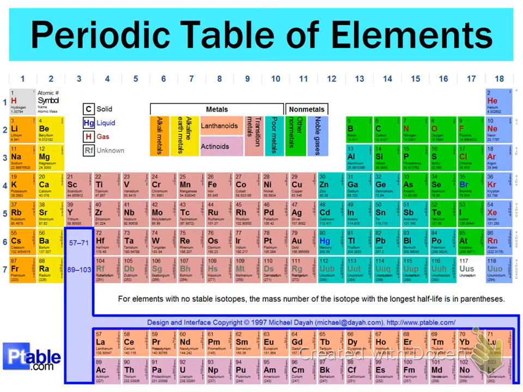Hi guys, this is Mrs. Lyons. Today we're going to talk about covalent bonding, and we're going to talk about drawing pictures of things that are covalently bonded. Before we start, I want to remind you that when we look at elements on the periodic table, we can tell how many valence electrons each element has.